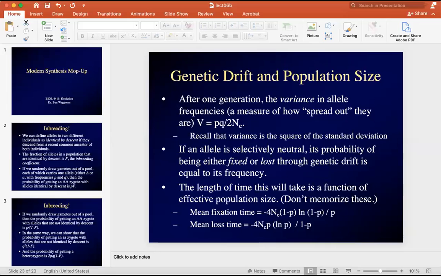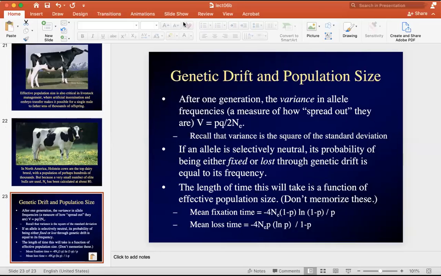Okay, that was kind of a lot. Please do not try to memorize any of those equations except for the way that we have of calculating the inbreeding coefficient: 1 minus observed heterozygosity over expected heterozygosity.